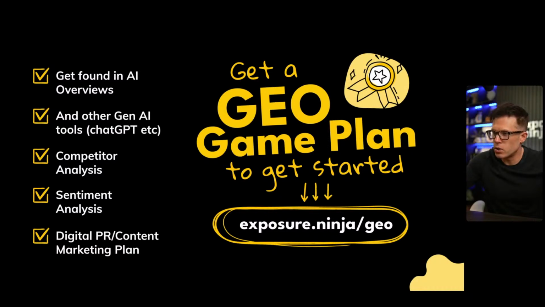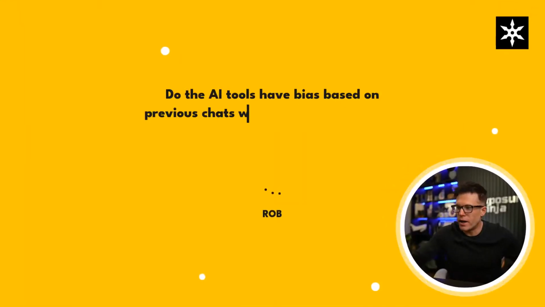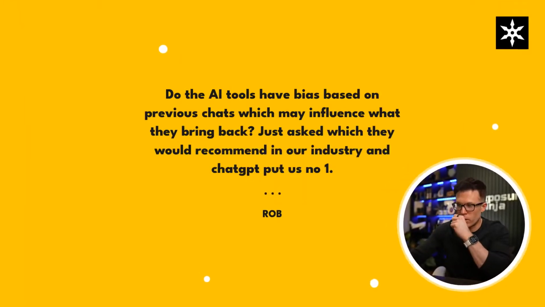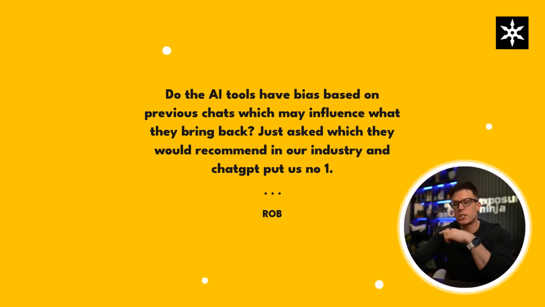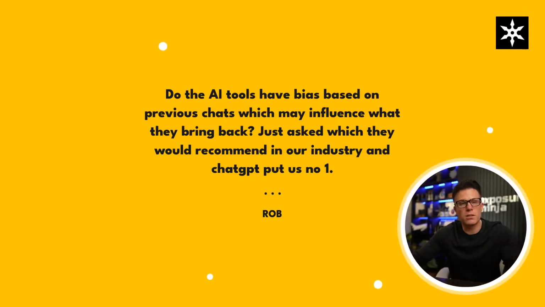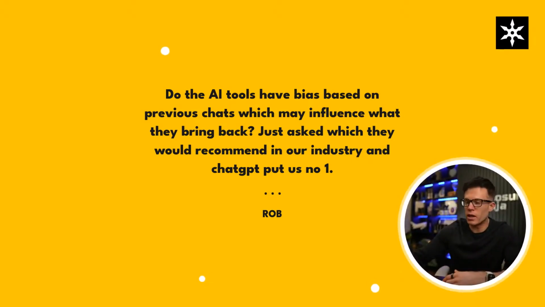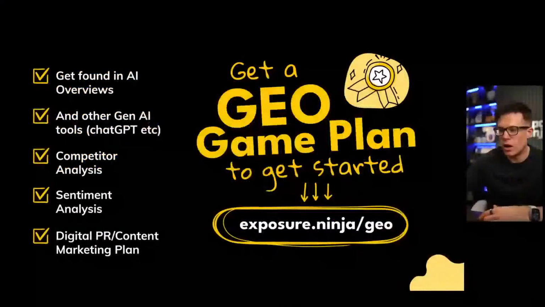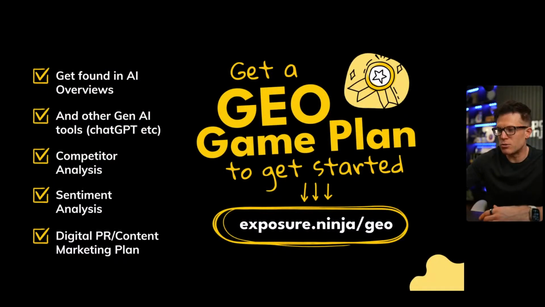Okay, do the AI tools have bias based on previous chats, which may influence what they bring back? Yes, they can do, Rob, particularly ChatGPT. ChatGPT has memory, and if you're talking to it a lot, it can update its memory and feed you answers back based on personalized results. So a little bit like Google incognito search.